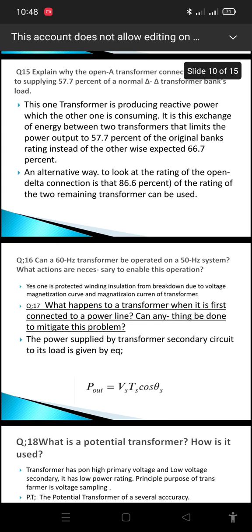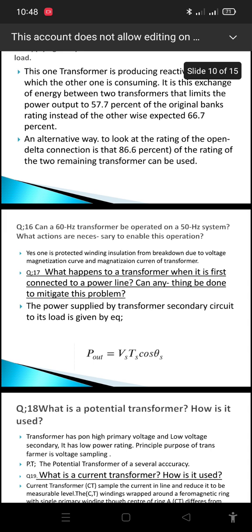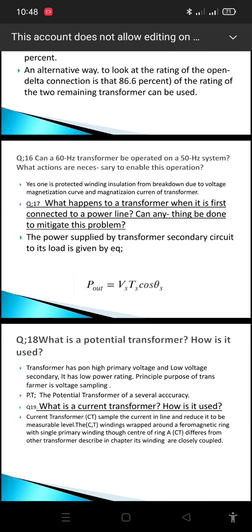The power supplied by the transformer's secondary circuit to its load is given by the equation P out equals VS IS cos theta S.